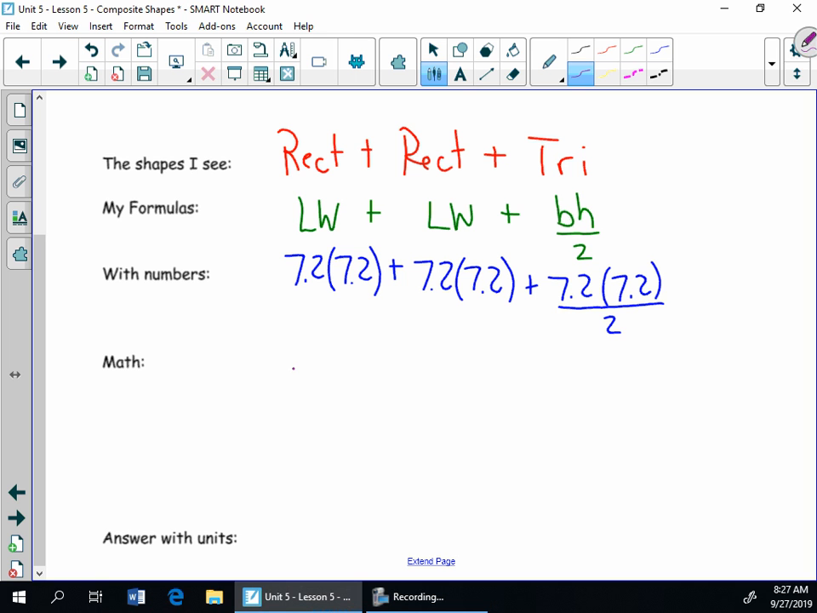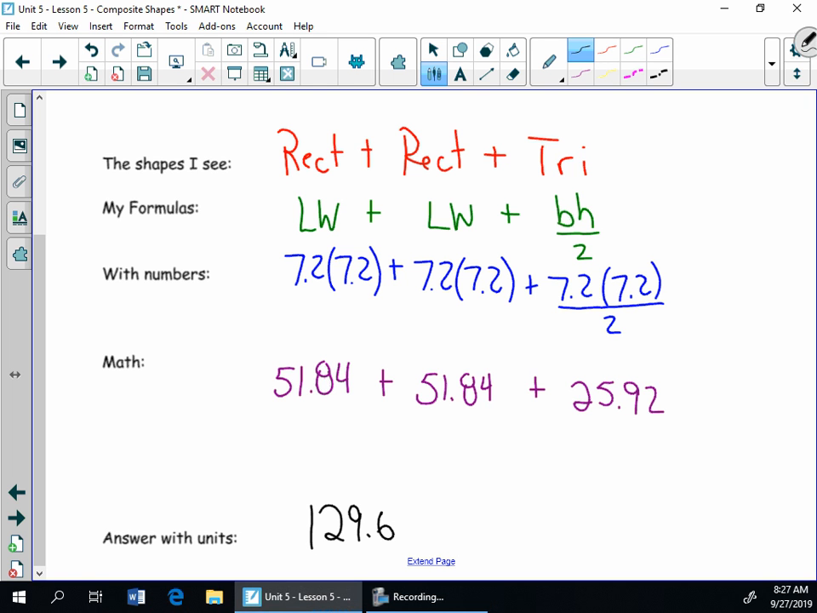We get 51.84 plus, doing it again, well, it's another 51.84 plus doing it again, but remembering to divide by 2 this time, you get 25.92. Okay, there's all my parts and pieces. If we add them all together at the end, final answer, we get 129.6. And because this is area, meters squared, don't forget those units at the end.